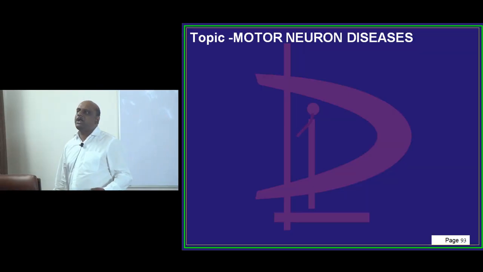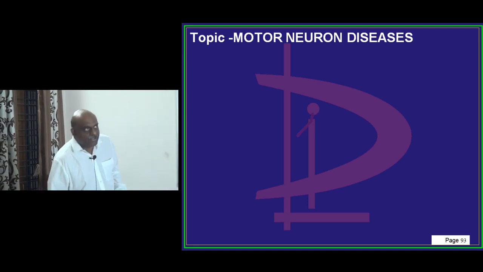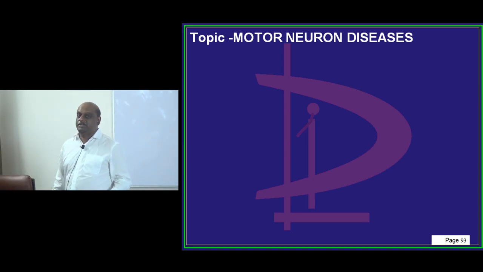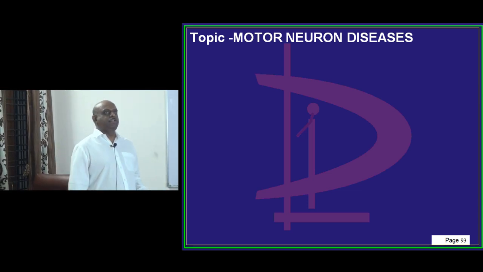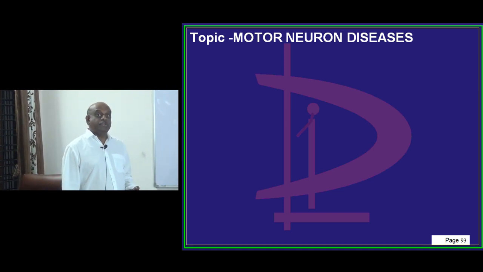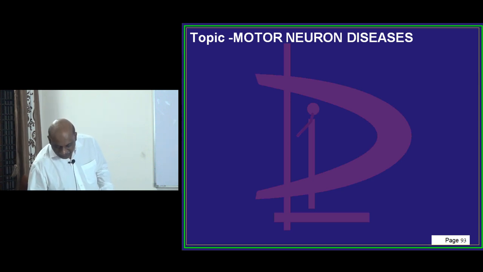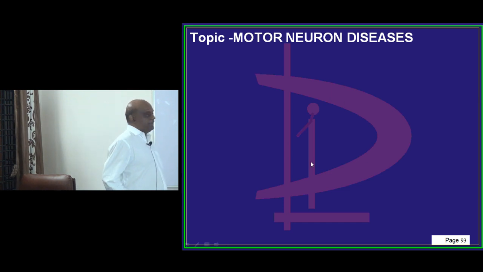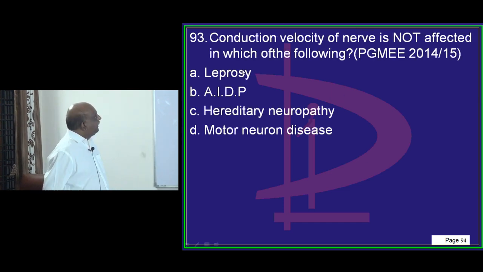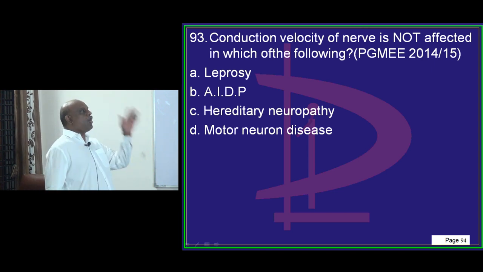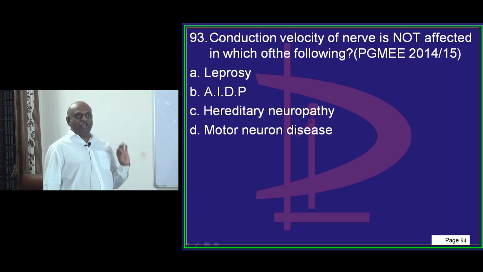Now comes the motor neuron disease, the next topic for today's wonderful evening. Who is that famous scientist who had motor neuron disease? Most intellectual man who wrote the book A Brief History of Time. Yes, you should not forget when you start the motor neuron disease chapter. That's right, Stephen Hawking. Every time motor neuron disease, remember Stephen Hawking.